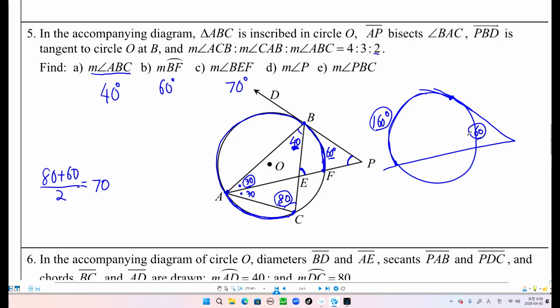Now we already got two arcs. So at this time, exterior angle, right? Intersection outside the circle is subtraction. 160 minus 60 and divide by 2. 100 over 2 is 50, okay? Now we got the 50 over here. That is 50.